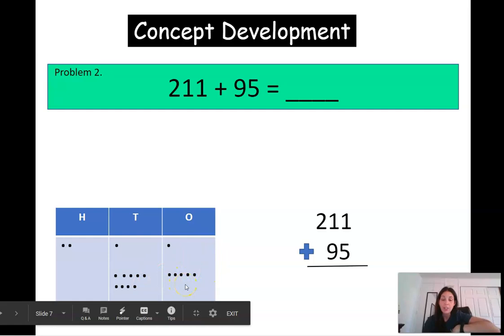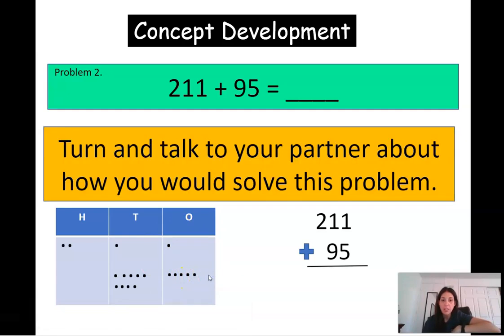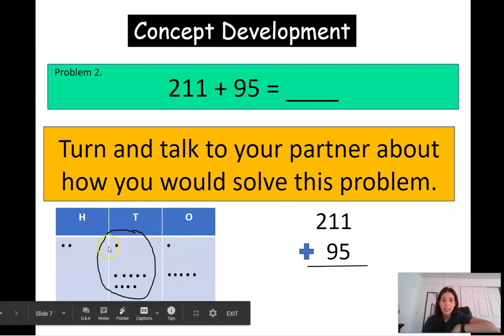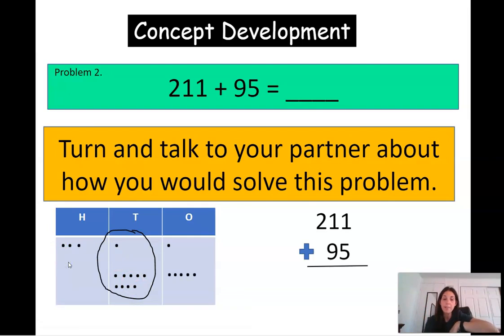The first thing we're going to do is we're going to count our ones. We have 1, 2, 3, 4, 5, 6. We have 6 ones. So then we can look at our next number. We have 1, 2, 3, 4, 5, 6, 7, 8, 9. We have 10 tens, which means we're going to stop. We're going to circle our tens, and we're going to bring it over to our hundreds place.